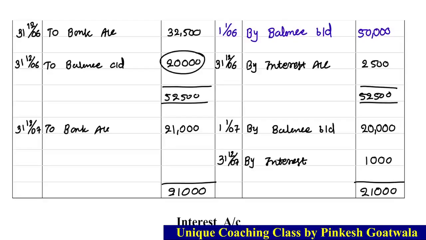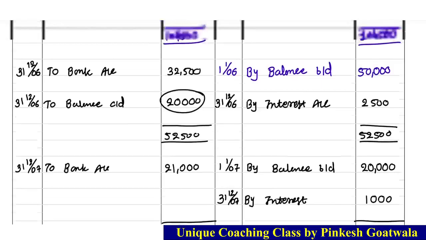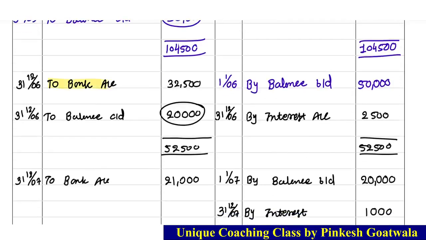So this way you can easily prepare this account. If only one account is asked in the exam, suppose, you can easily prepare it this way. You have to just remember this thing: every year what do you have to transfer? This bank and interest. In bank the installment, in interest the interest. Now you can prepare every account without the journal.